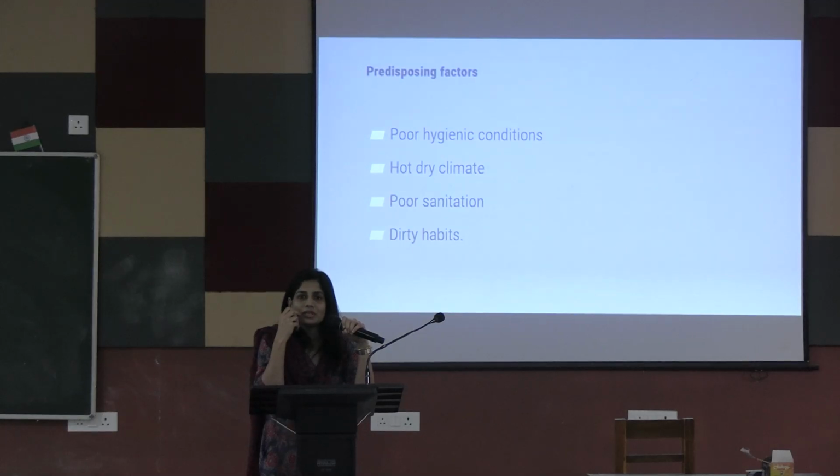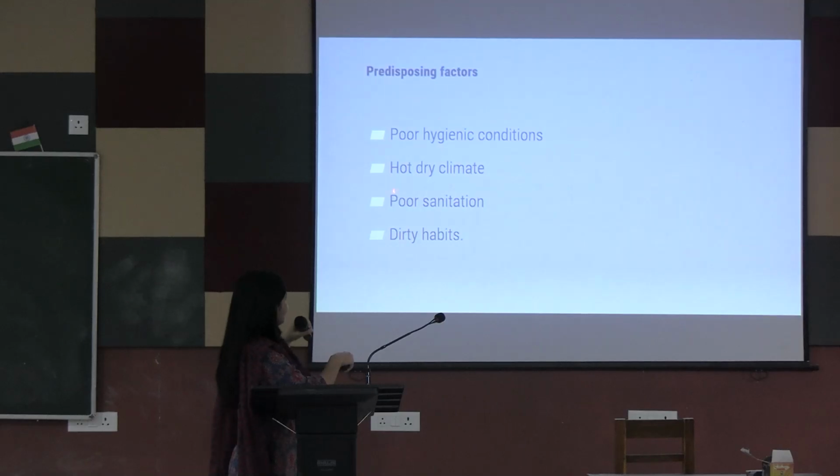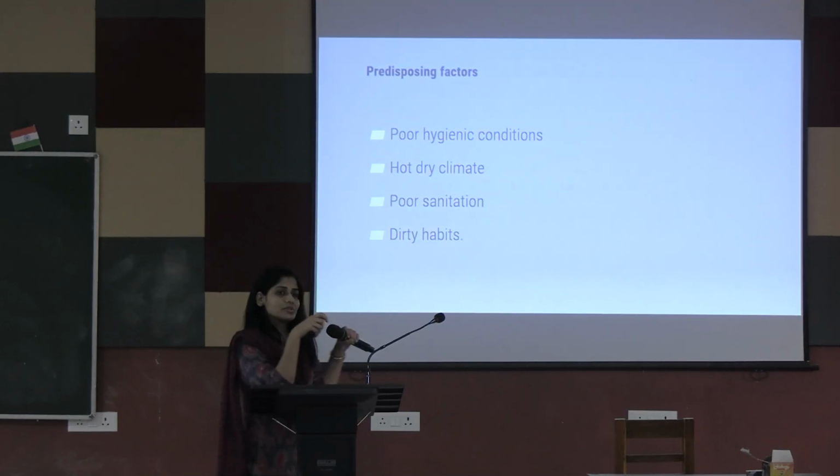Have you heard about chlamydial conjunctivitis? How does it occur? What is the route of infection there? The route of infection is oculogenital, right? Where is chlamydia found? So, poor sanitation and dirty habits.